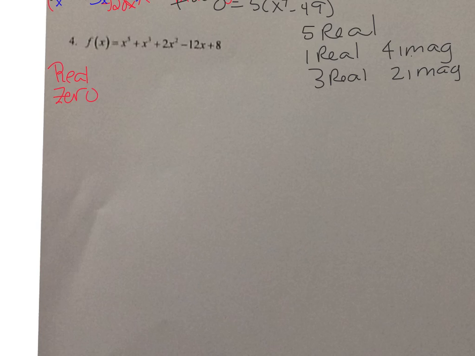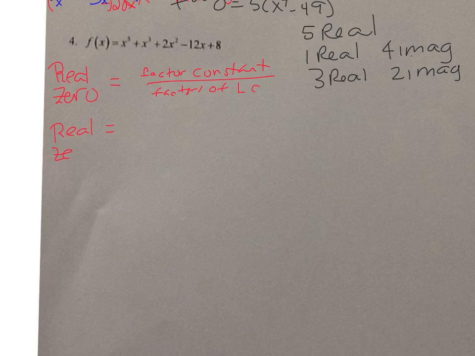All right, so I want... remember, it's the factors of the constant over the factors of the leading coefficient. But my leading coefficient is 1. All right, so my real zeros.